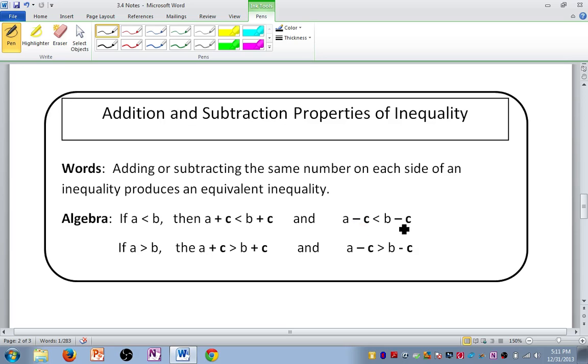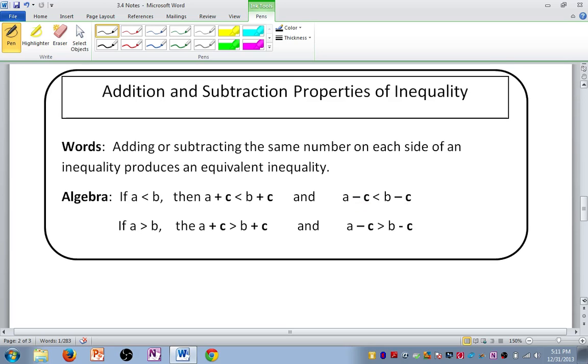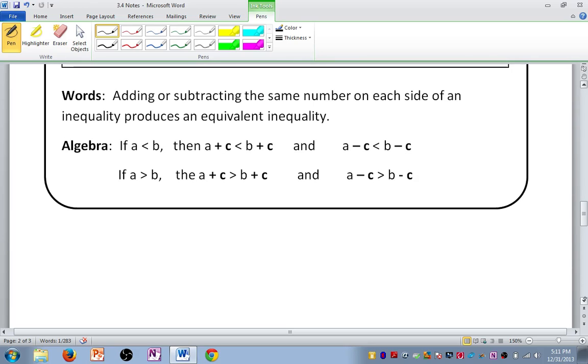The same thing happens if I'm subtracting. And when you're solving, you're going to follow the same basic steps as when we were solving equations. Remember, the first thing we did is we use inverse operations.